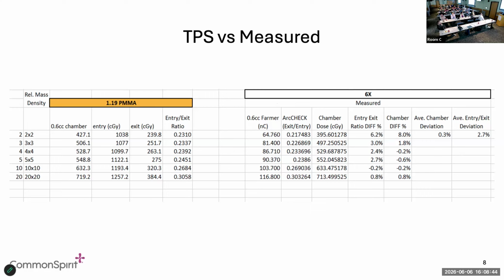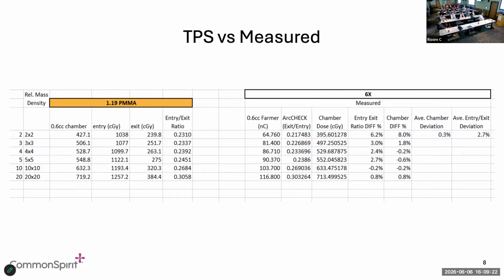So here are some actual measurements. The starting point was 1.18, so I started with 1.18 or 1.19 PMMA. And we can see on the right-hand side, I just compared the average chamber deviation for different field sizes to the average entry-exit ratio deviation. Oh, I didn't talk about that.